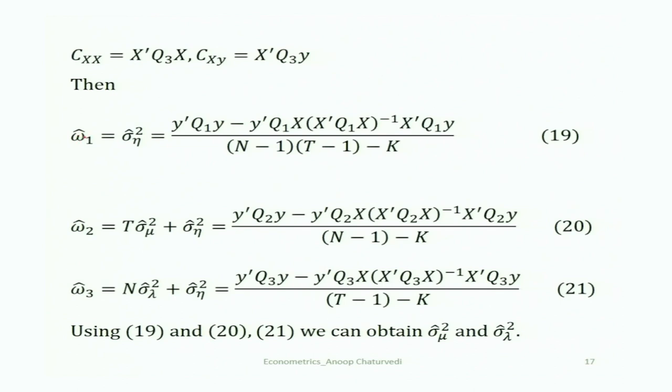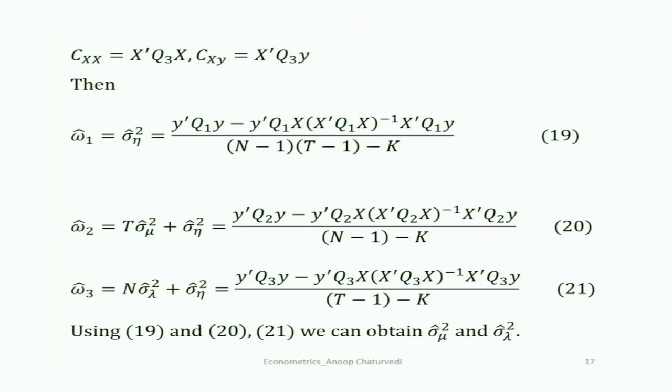And then we can obtain ω1 hat, that is, σ̂²_η, equal to y transpose Q1 y minus y transpose Q1 x, x transpose Q1 x inverse, x transpose Q1 y. This is actually the residual sum of squares for the within regression, and then we divide it by the corresponding degrees of freedom.